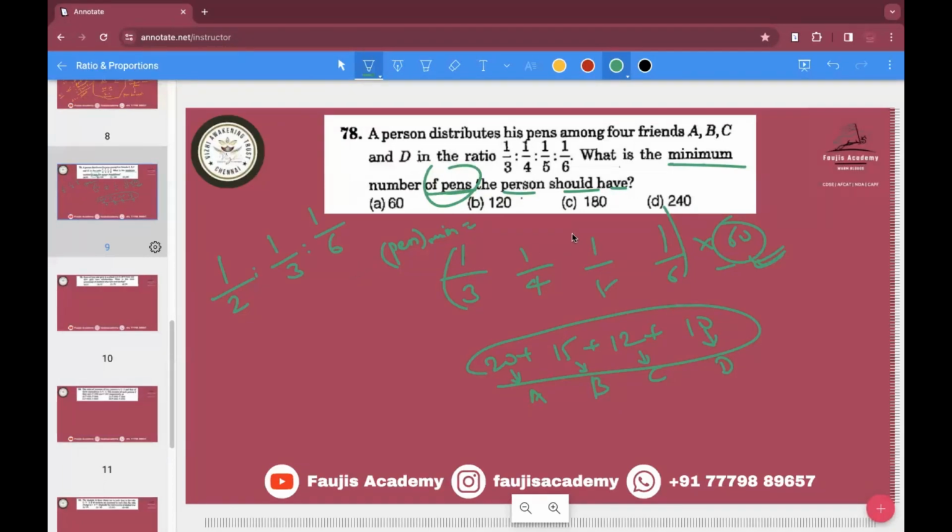6, sir. 6, yep, sir. Absolutely 6. Harishri, you got it? 6. Harishri, the minimum number of pens needed. Yeah, minimum number of pens needed is what? It's the LCM. Minimum. Okay, lowest. LCM full form, lowest common multiple.